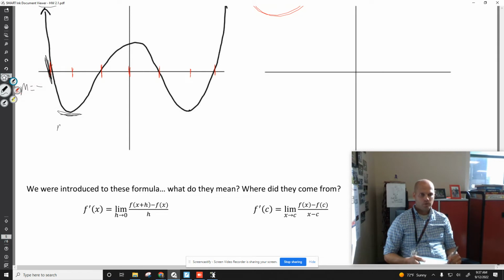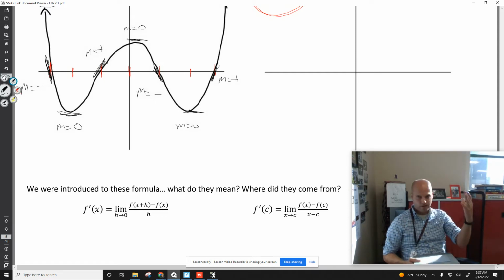This slope is 0. This slope is positive. Slope close to here is 0. This slope is negative. This slope is 0. This slope is positive. Okay? This is some sort of like x to the 4th.